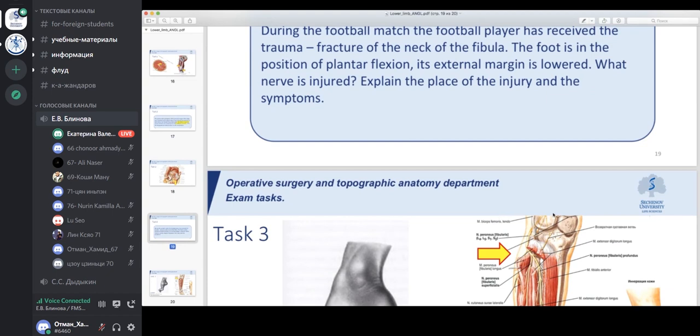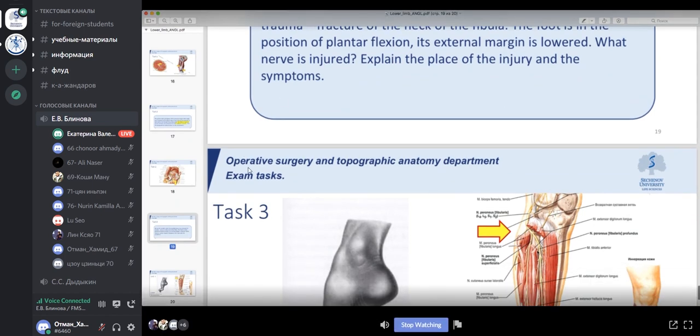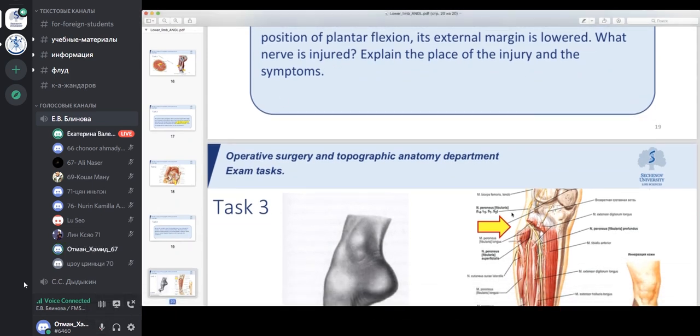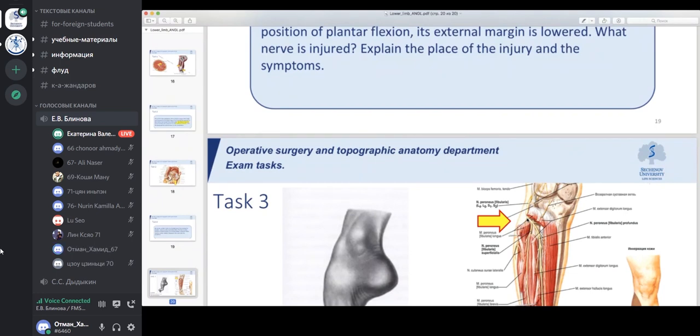Why, during the fracture of the neck of the fibula, can this nerve be damaged? Because this nerve winds around the neck of the fibula. Do you understand?